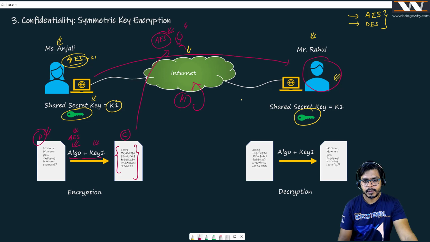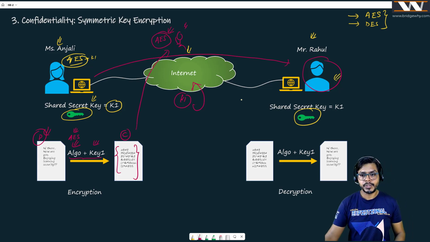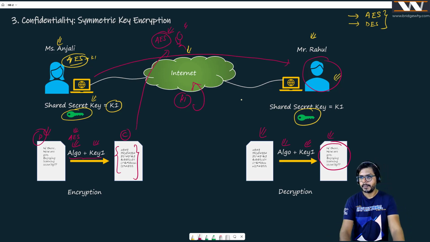Don't worry. So this ciphertext cannot be read by this intruder, but once the ciphertext reaches Mr. Rahul, he is going to use exactly the same steps. He will be using the algorithm plus the key, the same key value, and then he will be generating the plain text message which he can happily read.